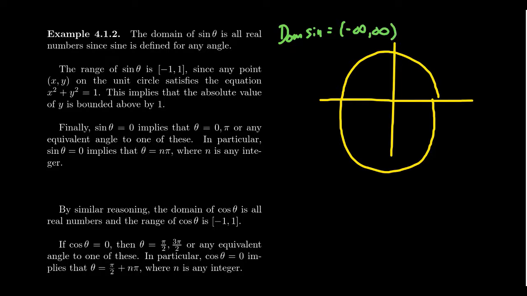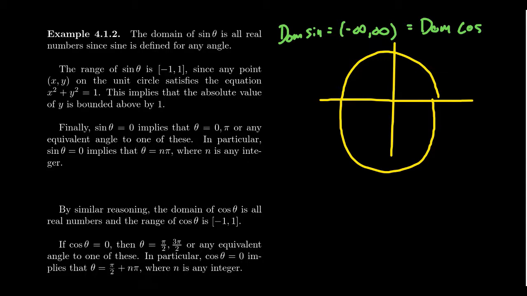This is also true for cosine for the same reason, right? It doesn't matter which angle you choose, the x-coordinate is defined on the unit circle. Therefore, that point will be defined. So the domain of sine and cosine can be all real numbers. Range is a little bit different though.